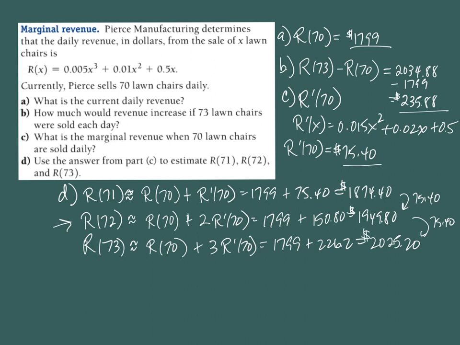Okay, so remember, marginals are the approximate difference between production level and producing one more, whether it be revenue, cost, or profits. And again, it's an approximation because we're using the fact that the derivative is an instantaneous rate of change, that will approximate the rate of change of the function when we go from production level of, let's say, 70 to 71 or 72 or 73.